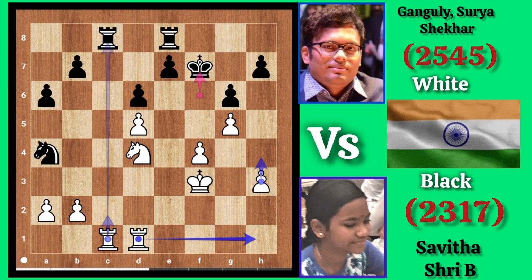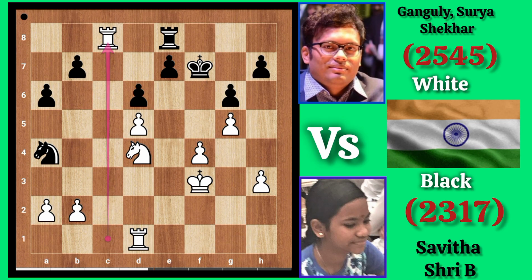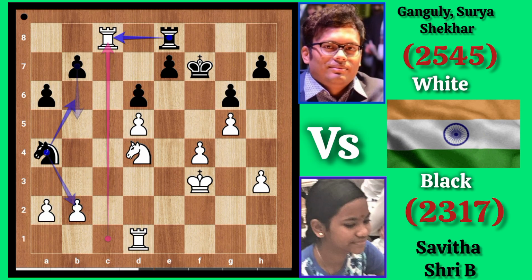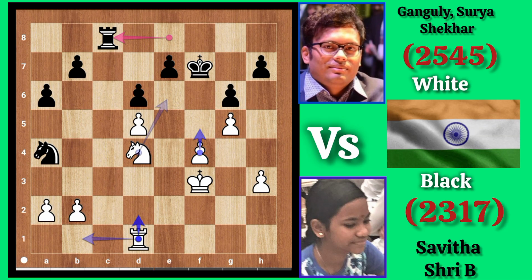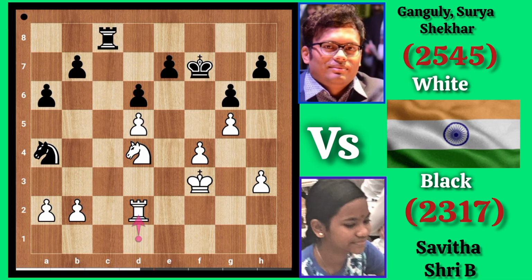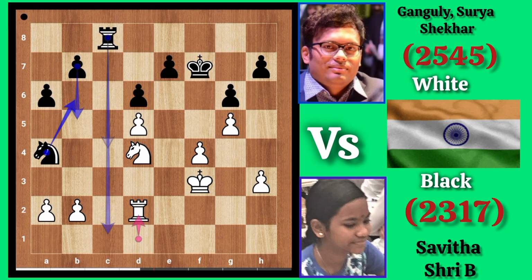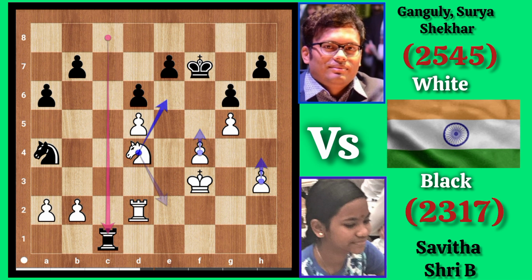32. Rook takes c8. White tries to ease the pressure by trading off a pair of rooks. 32. Rook takes c8. Black recaptures, seizing absolute, undisputed control over the open c-file. 33. Rook d2. White scrambles backward to protect the weak b2 pawn. 33. Rook c1. The black rook invades the first rank. Savitha's piece activity is totally overwhelming.